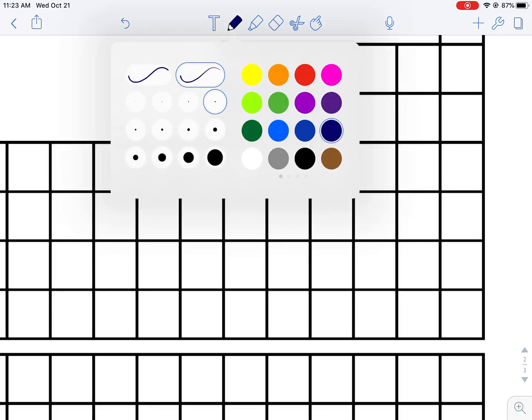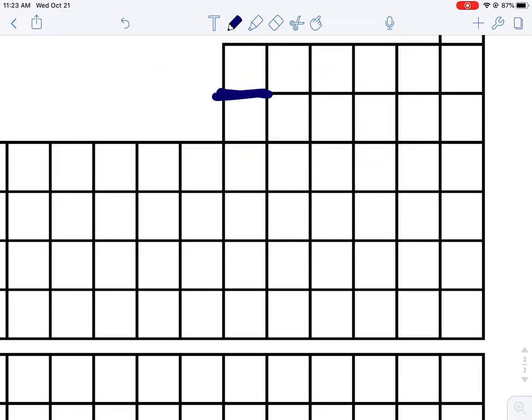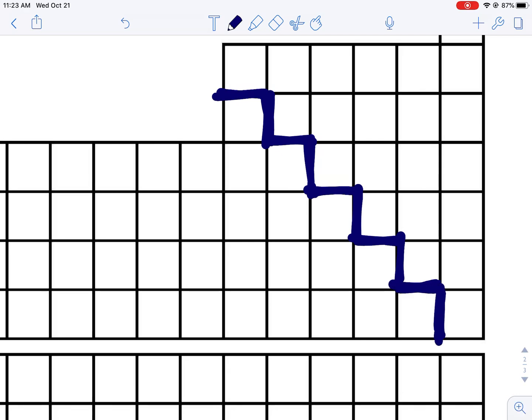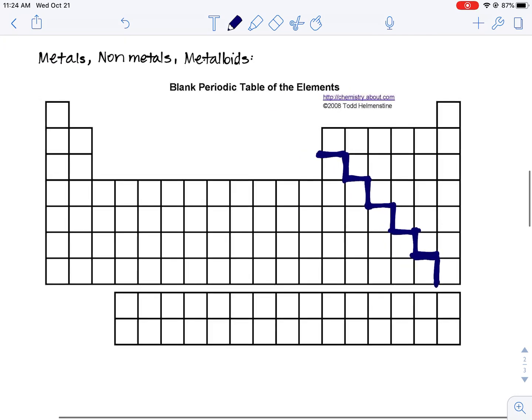Let me choose a different color and perhaps a little thicker. I am now going to be making a bolded staircase where I go down 1 over 1 incrementally on the periodic table. So again, we started at the bottom of boron's box, and then we go down 1 over 1, down 1 over 1, down 1 over 1, and so on. And that's going to be our boundary between metals and nonmetals.